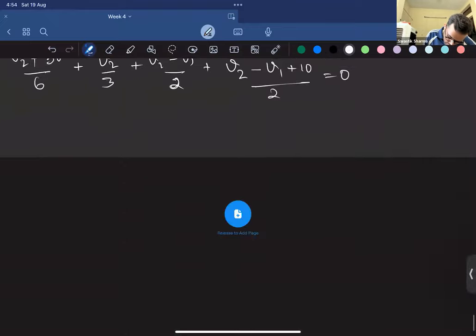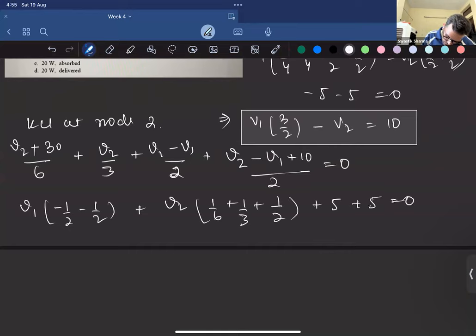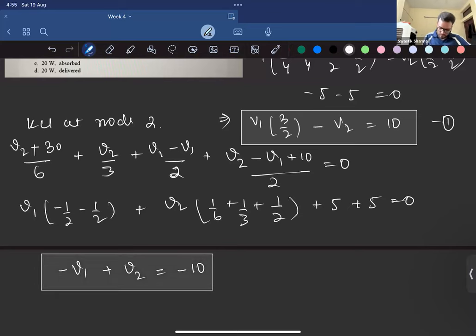Let's simplify it a bit. Minus V1 times (1 by 2 plus 1 by 2) plus V2 times (1 by 6 plus 1 by 3 plus 1 by 2) plus 5 equal to 0. That gives minus V1 plus V2 minus 10. Is it correct what I've written? It's 5/6 and 1/6 is 6/6, or 1. Yeah. So can anyone solve these two equations and get me V1 and V2?